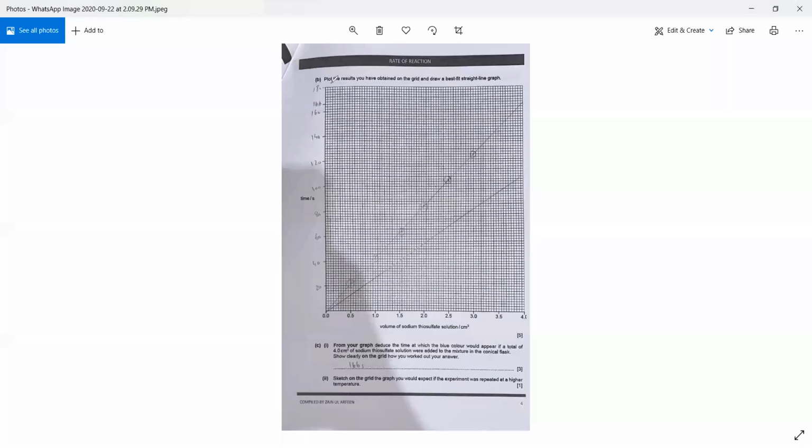So these are the points from the table. When you join these points, it will form a straight line. You will continue your straight line, and this is the volume of thiosulfate. Draw a line where the total volume is 4 cm³, and from that find the time. So how much time will it take for the blue color to appear? Is it clear?